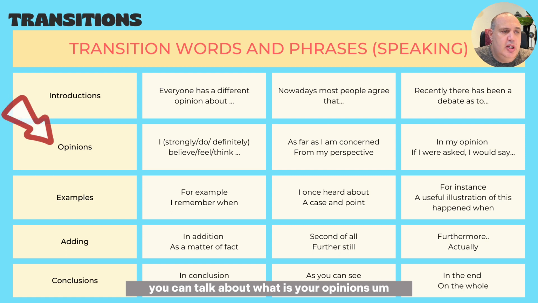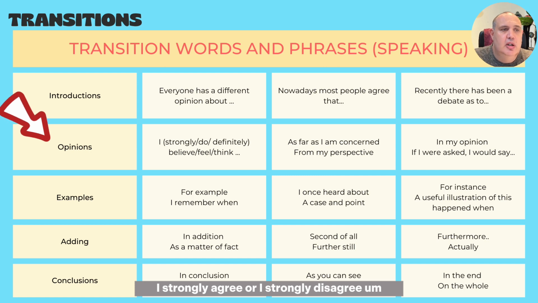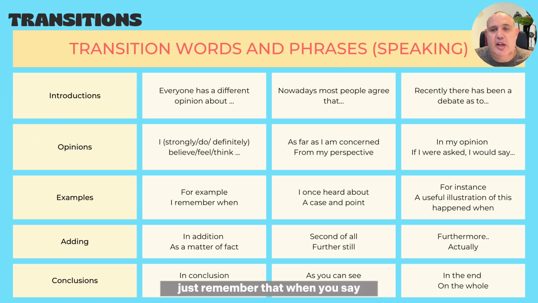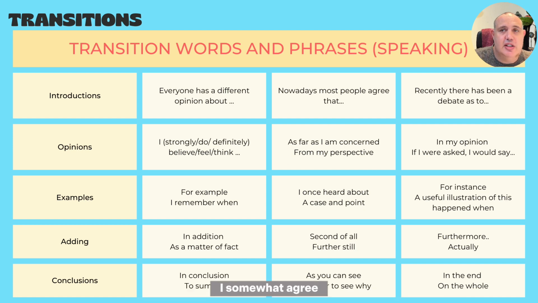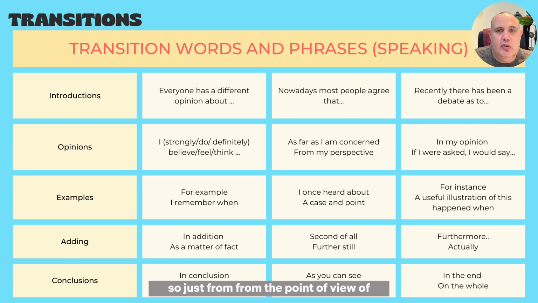You can talk about what your opinions are. Normally when we talk about opinions, a good way is to add a degree of importance. For example, I strongly agree or I strongly disagree. Just remember that when you say I somewhat agree or I somewhat disagree, you have to discuss both sides. You can mainly focus on your main point. For example, if you say I somewhat agree, you will discuss 80% why you agree, but you have to discuss that 20% that makes you disagree. That is really important. So just from the point of view of making the question easier to answer, it is much easier just to say I strongly agree or disagree.